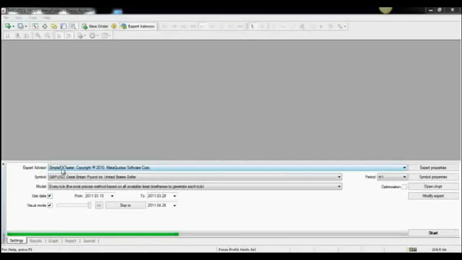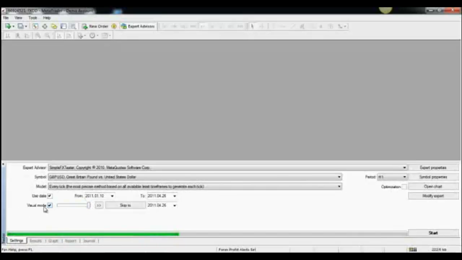For Expert Advisor, all you do is pick Simple FX Tester, which should pop up immediately after you install it. You pick your currency pair, make sure the model is on every tick, and remember, I'm going to show you step by step in videos how to do all of this. I'm going to leave the period at an hourly chart so we can see what's going on, and I'm going to start my testing simulation in January 2011 and go to the present day.